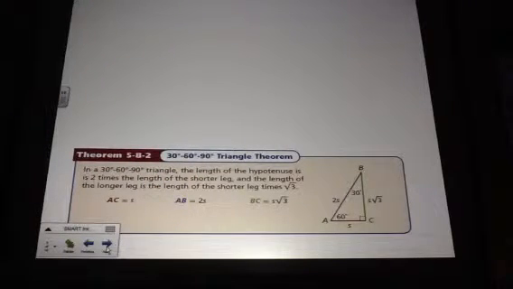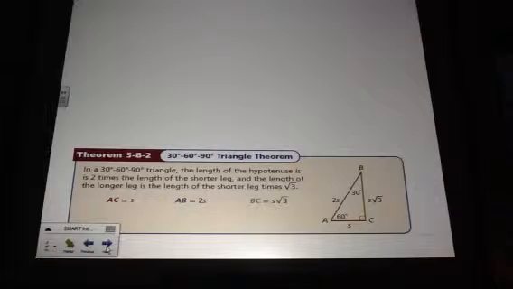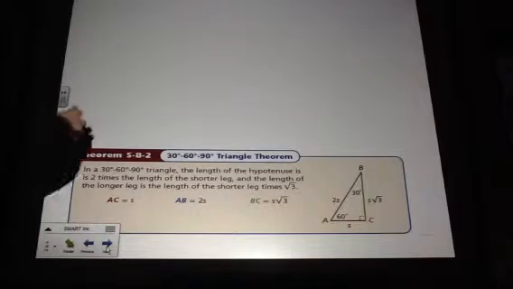Okay, this is the second part of the 5-8 special right triangles. And what we're going to talk about in this section is the 30-60-90 triangle theorem. Okay, so let me prove to you all how they get this theorem.